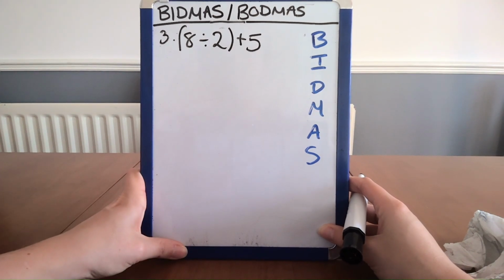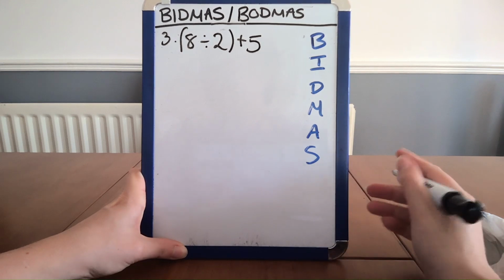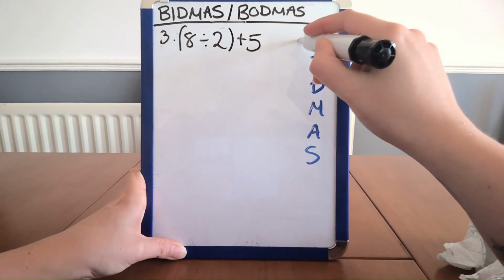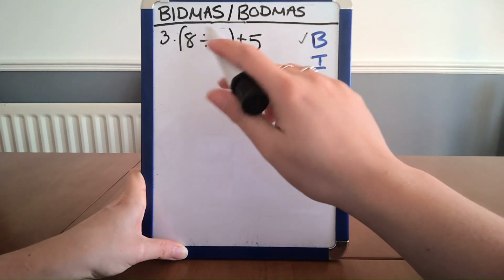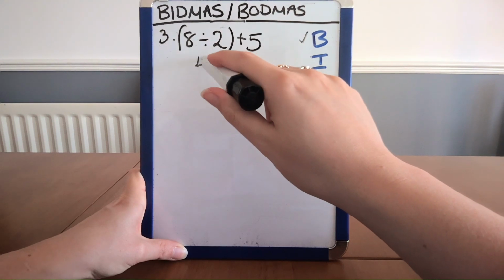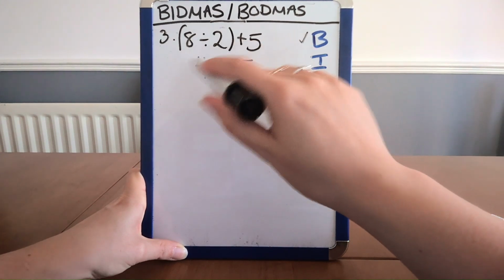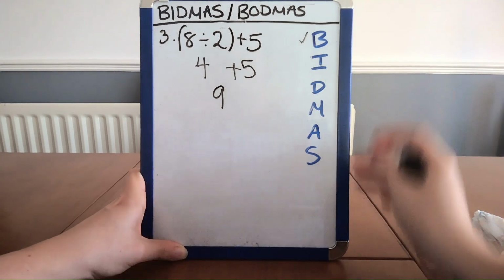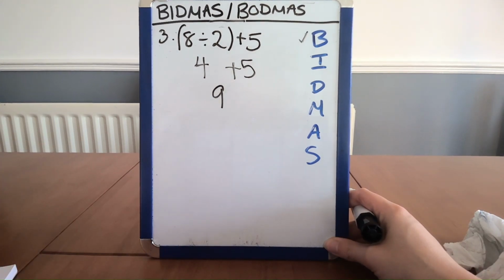Okay, for our third question, we have 8 divided by 2 in brackets plus 5. So there are brackets, we deal with those first. 8 divided by 2 is 4, plus 5. 4 plus 5 is 9, so our answer is 9.